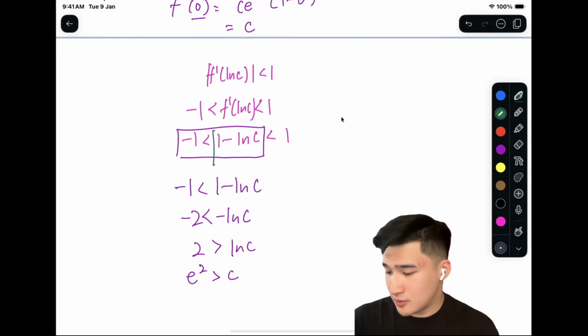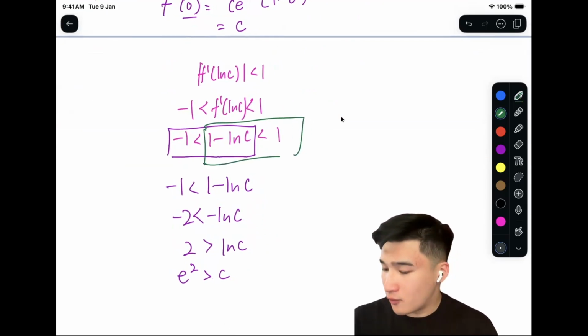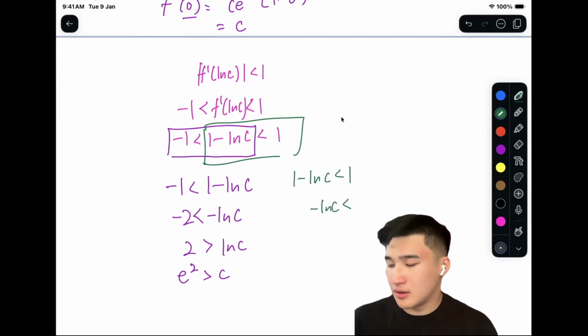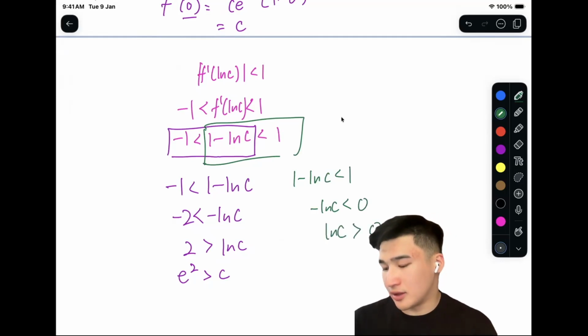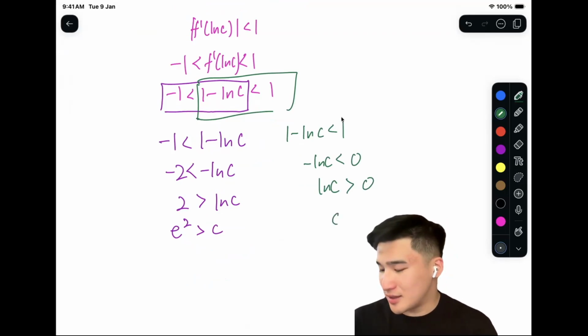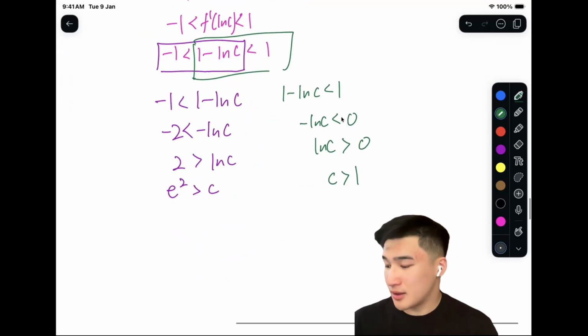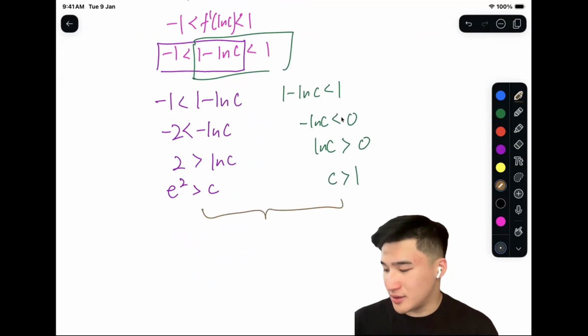Number 2, we want to do these terms here: 1 minus natural log c is less than 1. Then 1 minus 1 is 0, so negative natural log c is less than 0. Then we flip the sign, natural log c is greater than 0. We're not done, obviously. We make c here, and e to the power of 0 is 1. So combining all of this, we have the ultimate formula: c is greater than 1 and less than e squared.